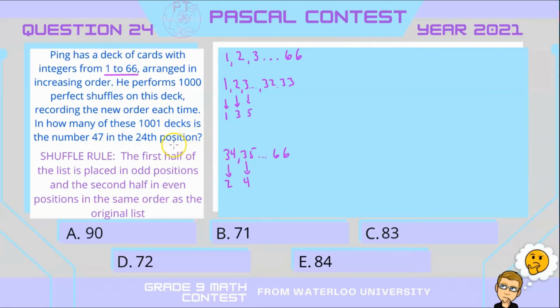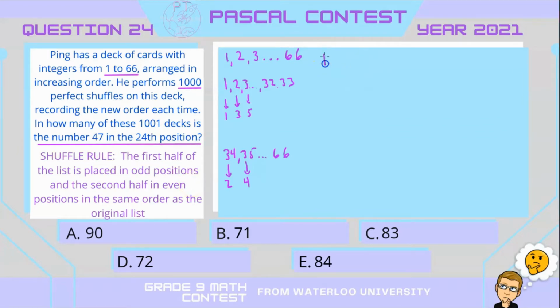And then we do 1,000 shuffles, just like this. And the question says, how many times in these 1,001 decks does the number 47 appear in the 24th position?